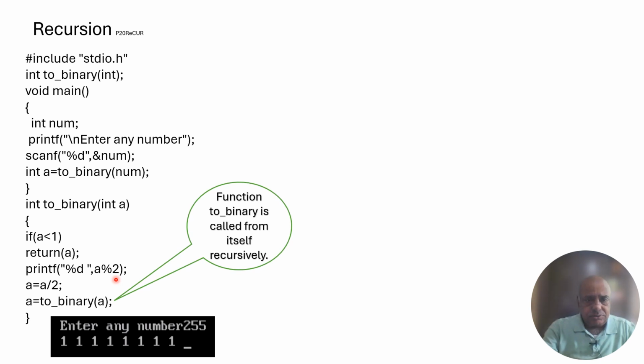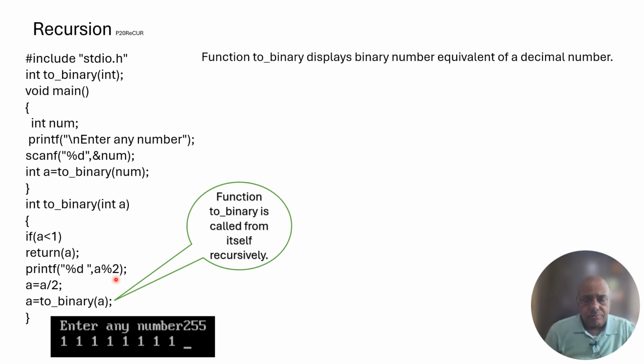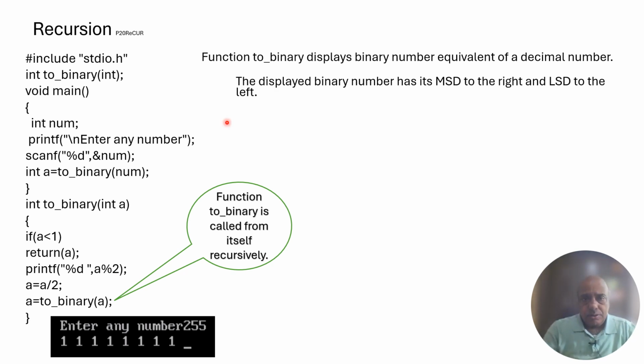When I executed this program, I first entered 255 as my number, and this 255 is now converted into a binary number and displayed on the screen. The displayed binary number has its MSD to the right and LSD to the left.